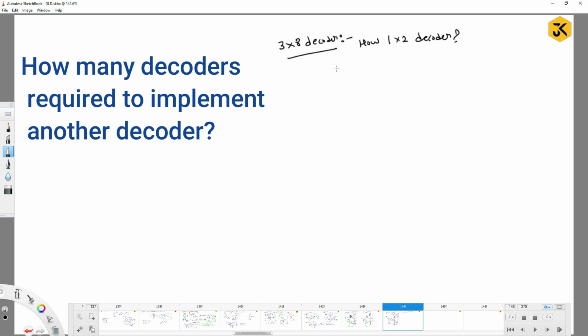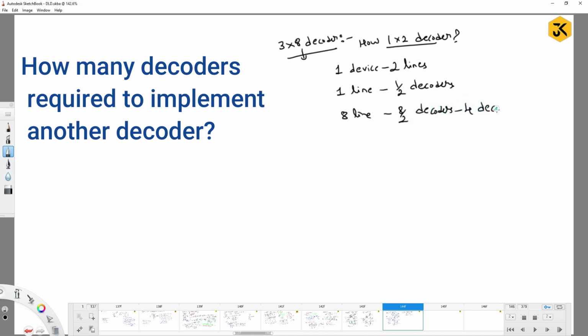So if I would like to implement this with the help of decoders, here one device contains two output lines. Am I right? Meaning that one line needed to define how many devices are required. Half decoders, size 1/2, are required. But here my requirement is that I want to get 8 output lines. In order to get 8 lines, how many decoders are required? 8/2 decoders are required. That means 4 decoders are required.